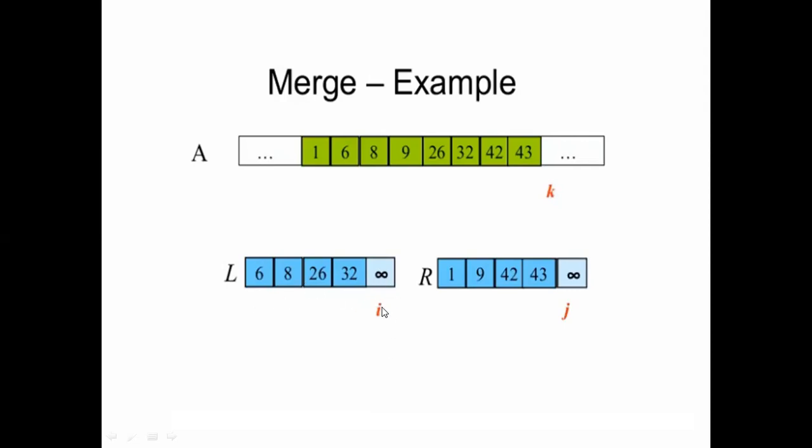Put infinity as the last element in both the left array and the right array. Compare the first element of L with the first element of R. This is I, this is J. Compare I and J; whichever element is smaller will be stored in the other temporary array. The one is stored here.